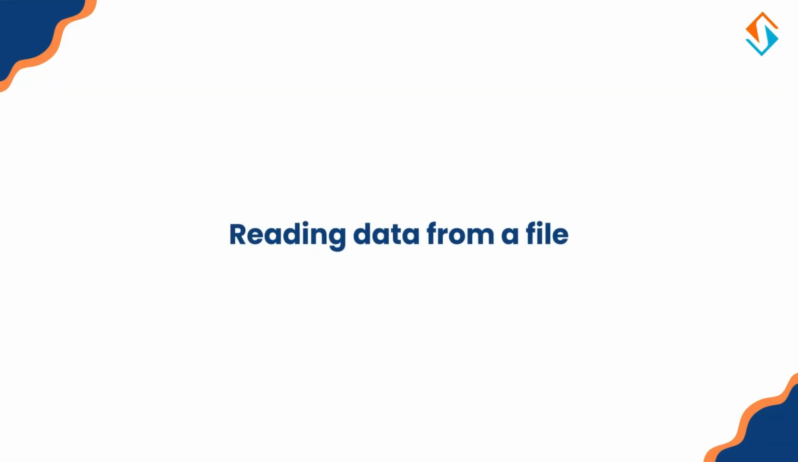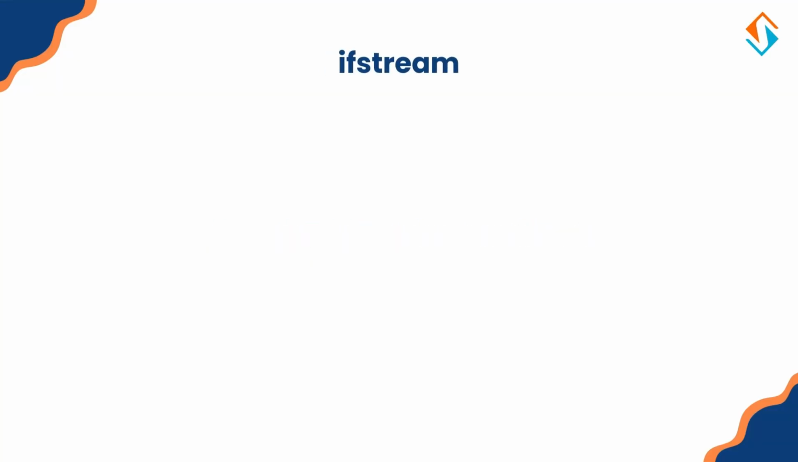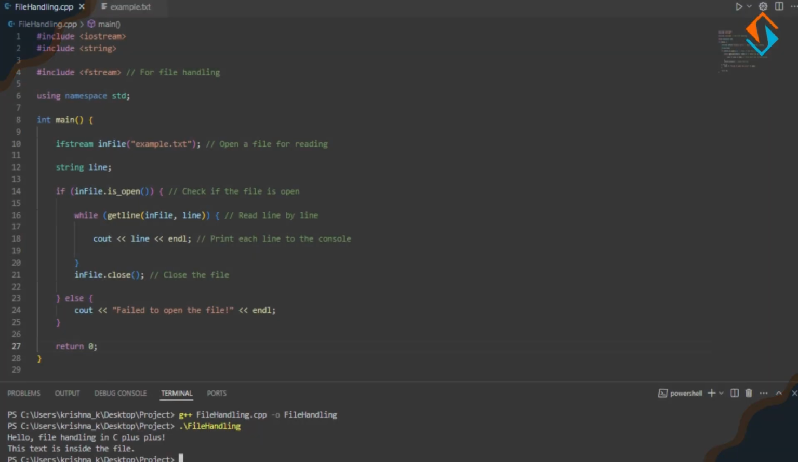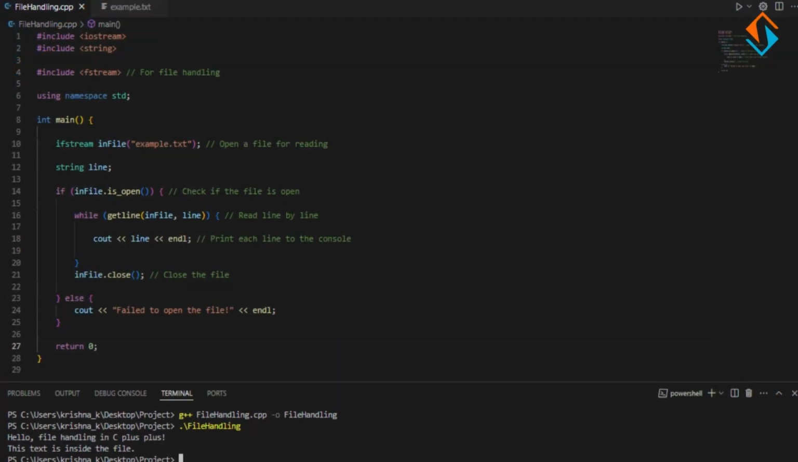Next, let's read data from a file. This is where ifstream comes in. Think of it like opening a book to read. We use ifstream to open the file for reading. Then the getline function reads the file line by line. And lastly, close the file with the close function when done.